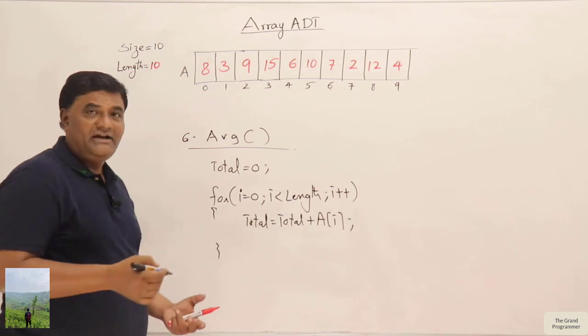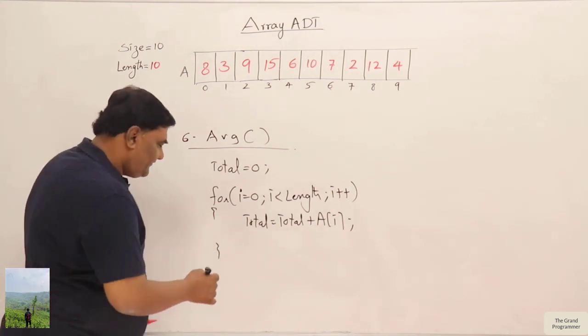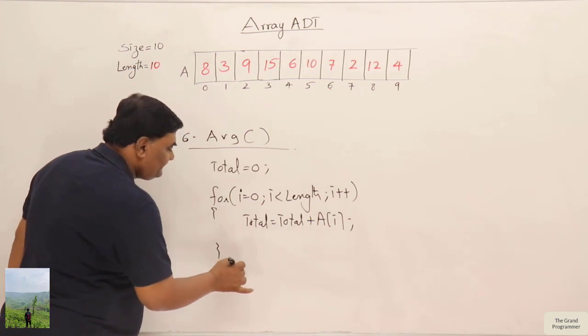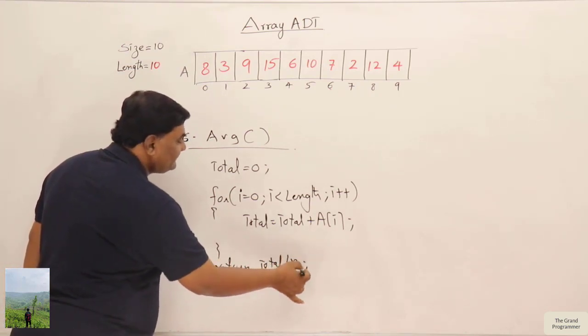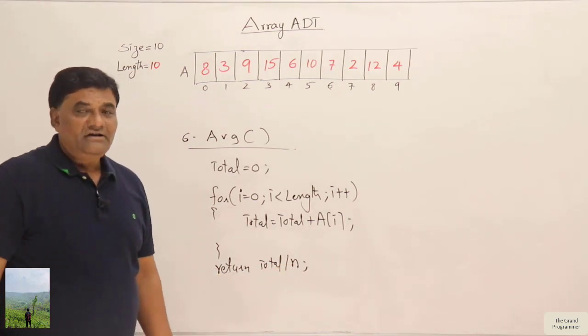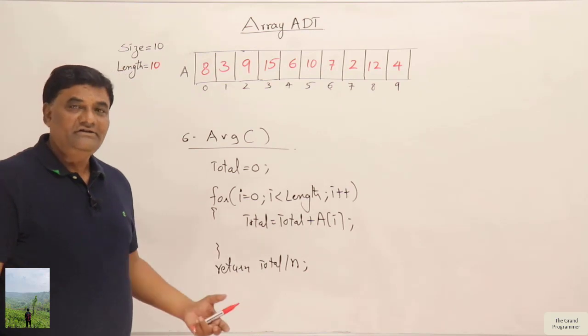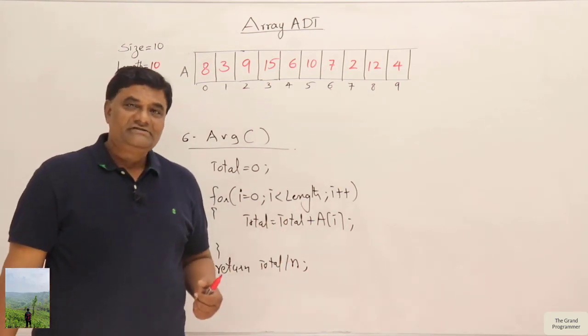For average we have to find the total. Then simply return total divided by number of elements. That's all. This will give the average. Once you have the sum, the final operation is total divided by number of elements. So these were the simple operations on an array.